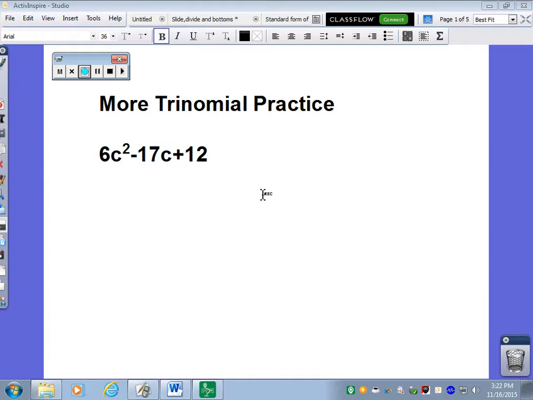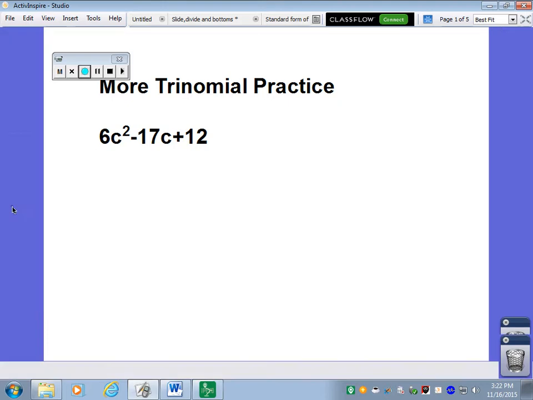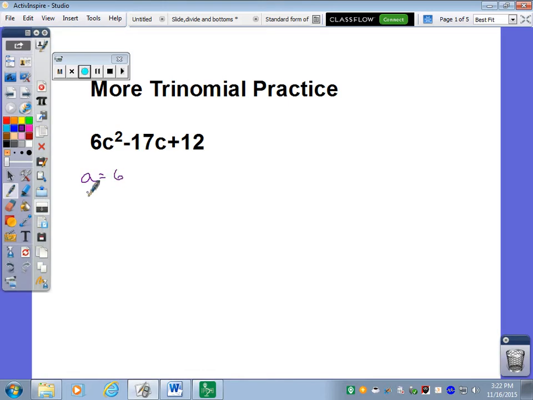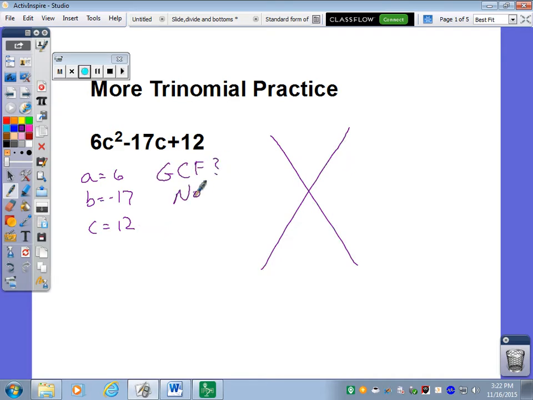Okay, here are some more examples of how to factor trinomials using the slide, divide, and bottoms up step. So here we have a trinomial of 6x squared minus 17x plus 12. The first thing we're going to do is write down a is equal to 6, b is equal to negative 17, and c is equal to 12. We ask ourselves, is there a greatest common factor? No. So we use the original.